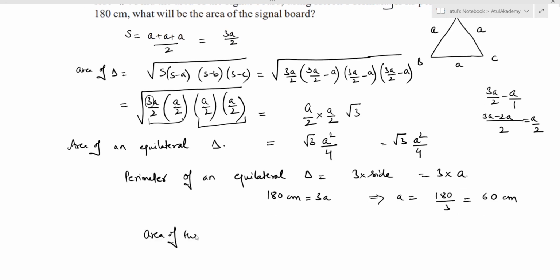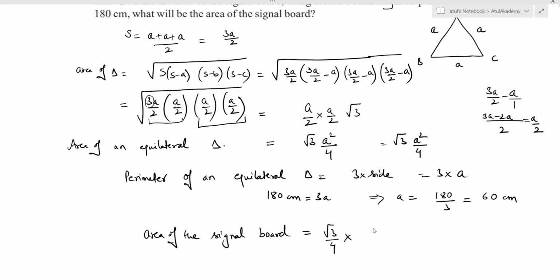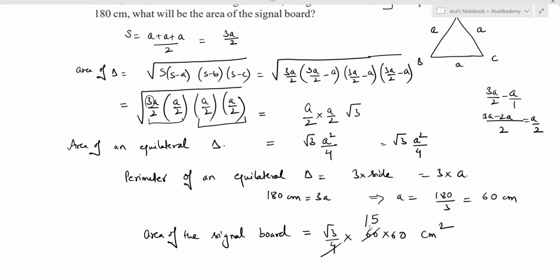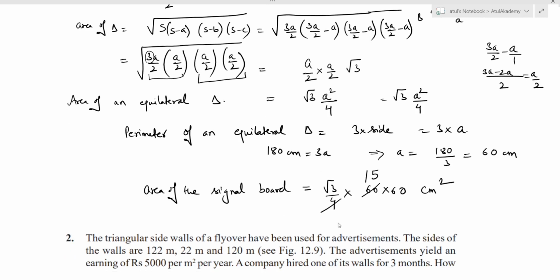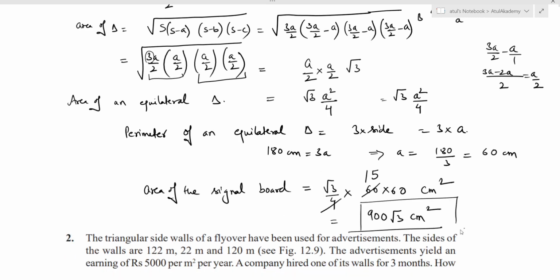So the area of the signal board will be equal to root 3 by 4 a square. So 60 into 60. Clear? It's root 3 by 4 into a square. So it will be this thing. So let's cancel it out. And what answer will we get after cancelling it out? It will be cancelled by 4. 4 ones are 4, 5. So what is 15 into 6? It's 90. So the answer comes out to be 900 root 3 centimeter square. So that's my answer.